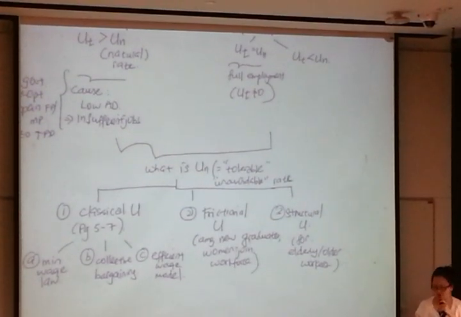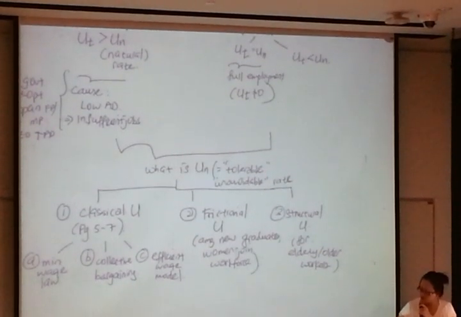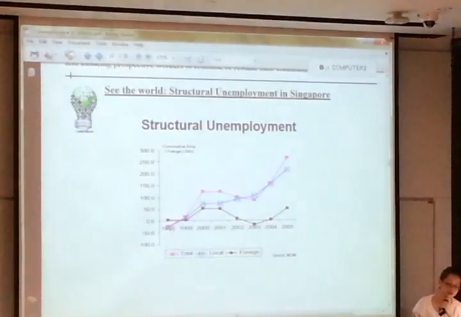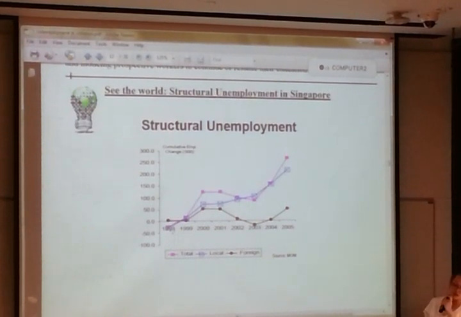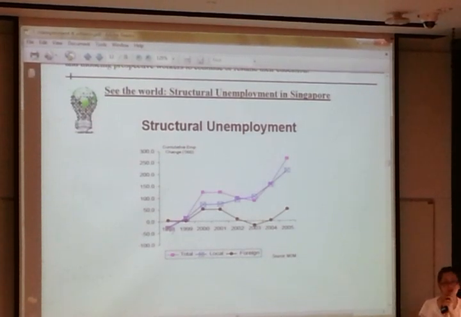Okay, so again, just to show you the data on structural unemployment in Singapore. So you don't have to turn to it. This is a scenario. You can see structural unemployment in Singapore for the period of 98 to 2005 was growing. This is a period where China is booming because all the factories moved to China. So in Singapore, we lost a lot of jobs in the manufacturing line. So that's why you can see total structural unemployment is growing.